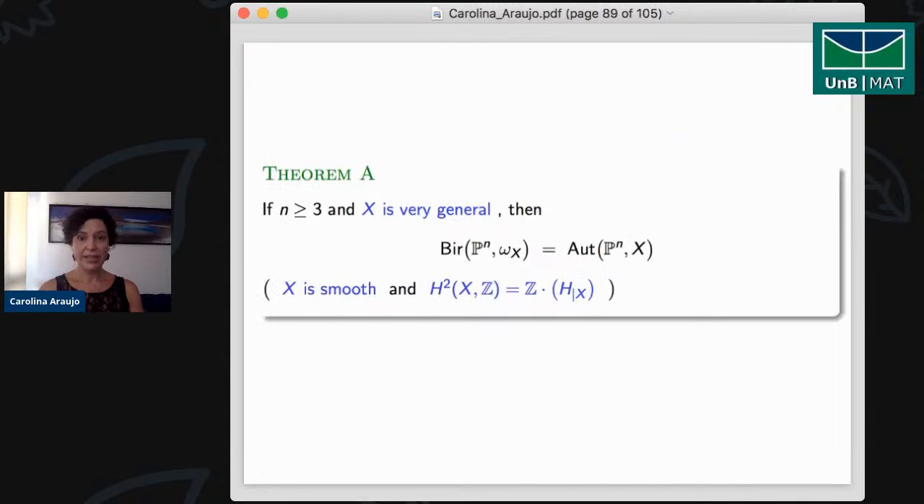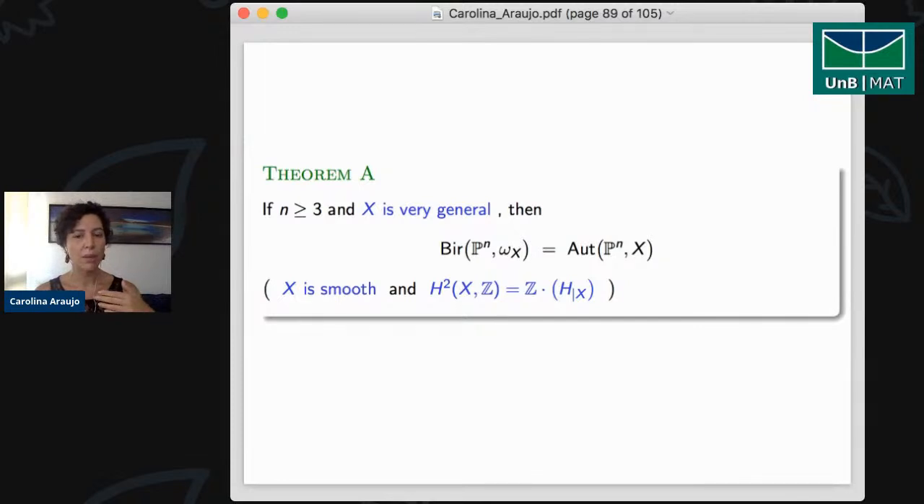And okay, so as I said, if you want to construct some interesting examples of subgroups of the Cremona group, you should pick some special hypersurfaces. And then we started to do this. So there are two directions that one could take.